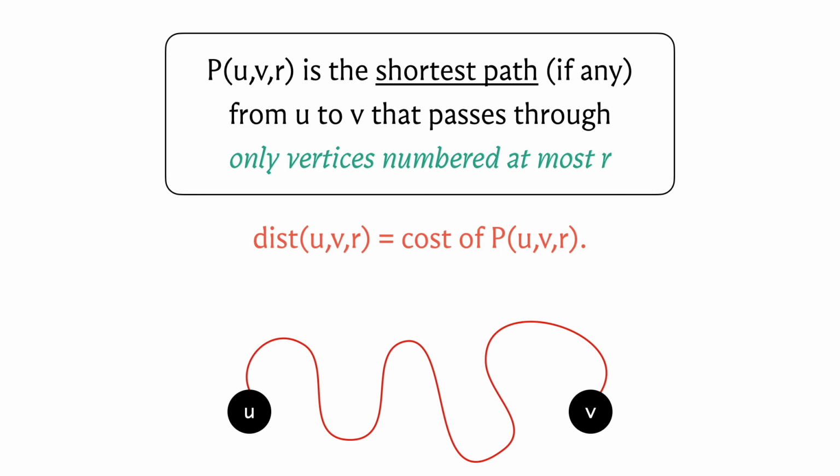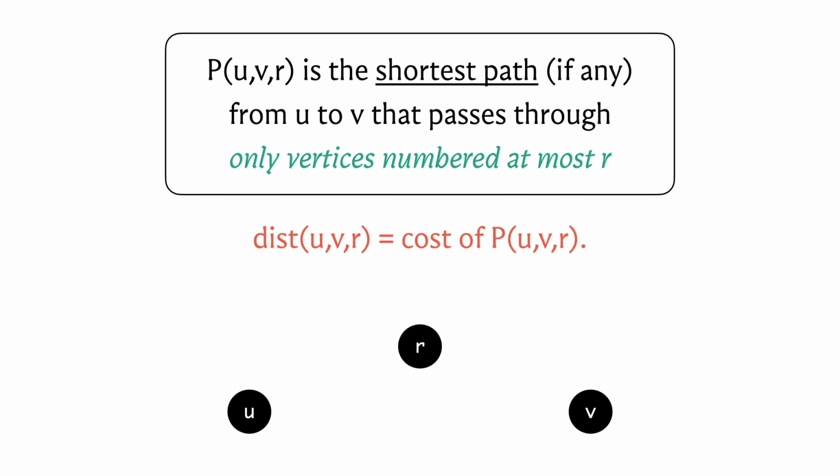So our best bet is to just borrow the knowledge that we have from the R minus 1th phase. This is the best that we can do if we assume that this path from U to V in the rth phase in fact happens to not need the vertex labeled R. On the other hand, it could be that this path uses the vertex labeled R.